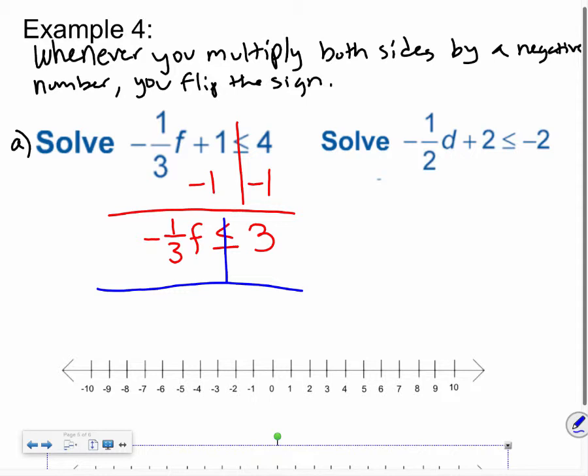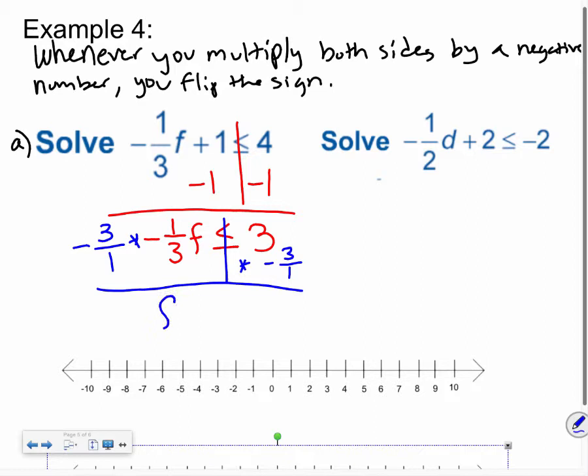So I'm multiplying negative 1/3 times f. That is a fraction you're multiplying, which means we need to divide. In order to divide fractions, that's the same as multiplying by the reciprocal. Okay? So I'm going to multiply both sides by a negative 3/1.